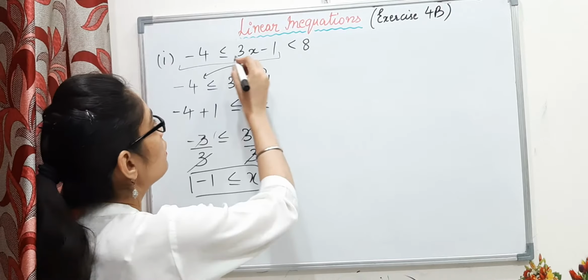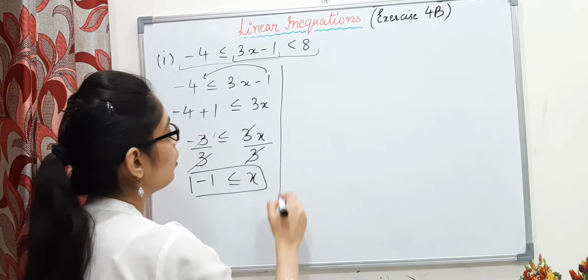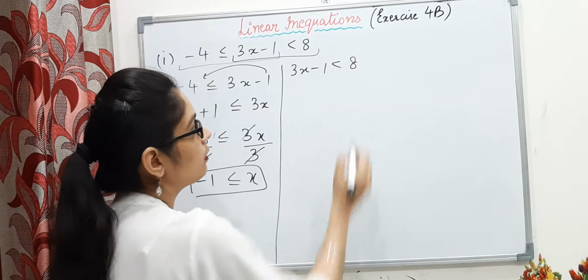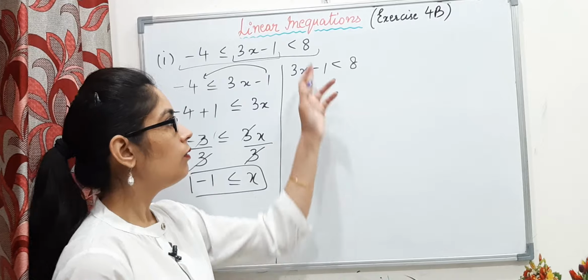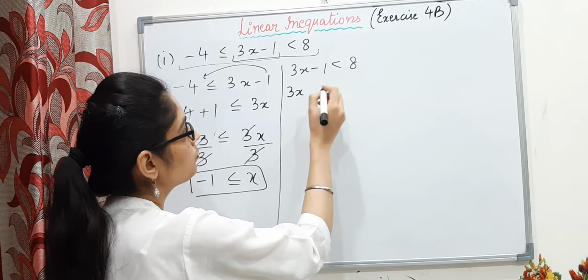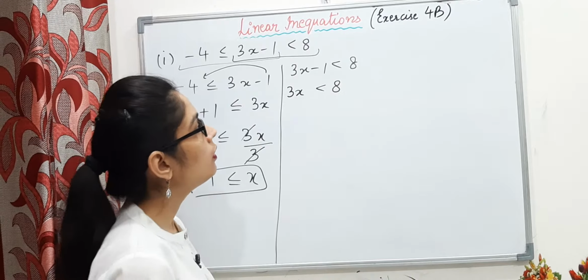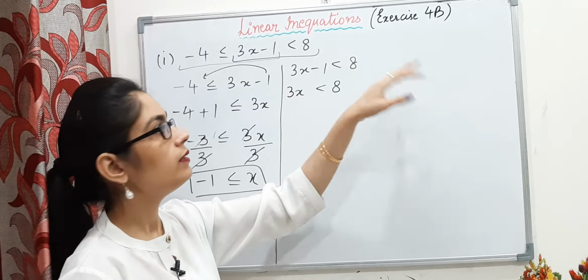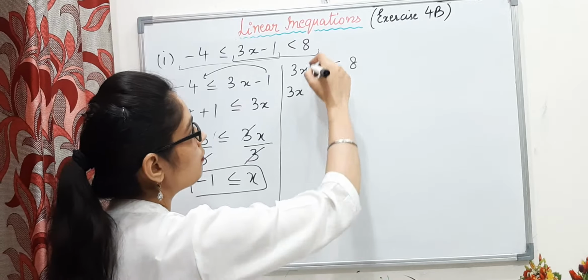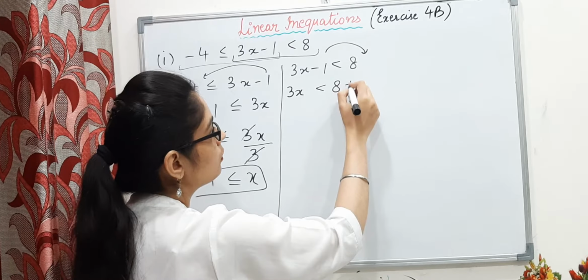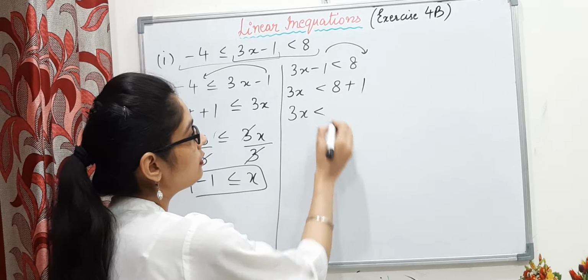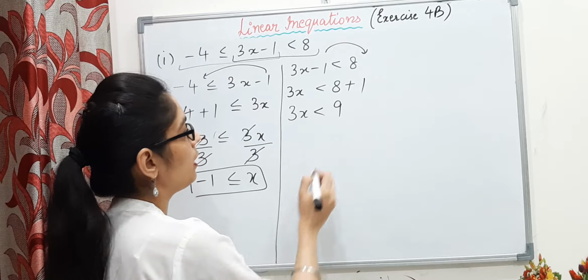Now this second part we will take and we will solve. 3x minus 1 less than 8. So we'll solve same way, we'll write like terms together. So 3x, this minus 1 we can shift to other side because minus 1 and 8, these two are like terms. So minus 1, when I shift it to this side, it will be changed to plus 1. So 3x is less than 8 plus 1, 9.